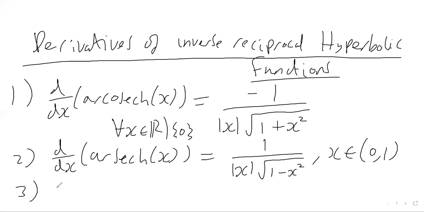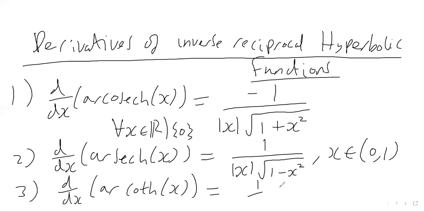And then the third derivative we did was this ARCOTH function, so the inverse cotangent hyperbolic function. And when we did this, we got 1 over 1 minus x squared. And this result was valid for all x numbers with a modulus greater than 1. And just some points from here to note.